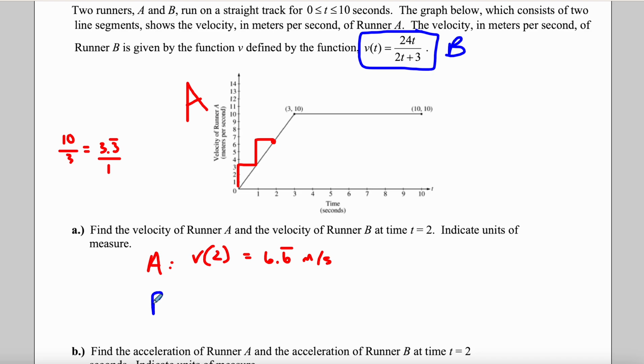To determine the velocity at t equals 2 for runner B, I can just plug that into the function. So the numerator would be 48, and the denominator would be 7. I think that comes out to be approximately 6.879. Yep, 6.857. Again, that's in meters per second.